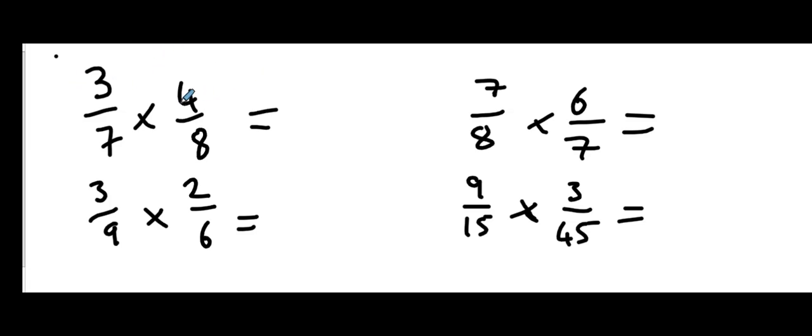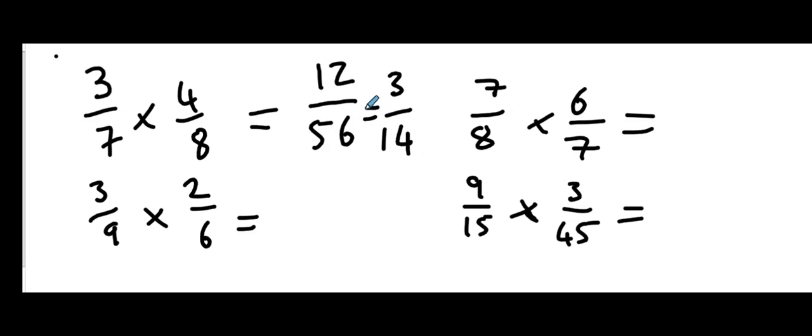So 3 sevenths times 4 eighths. So again, just remember numerator by numerator, denominator by denominator. 3 times 4 gives us 12, and 7 times 8 gives us 56. And now what we need to do is see if we can simplify this. We know that 4 is a common factor of both. So 4 into 12 goes 3 times, and 4 into 56 goes 14 times. So our answer is 12/56, and we simplify that to 3 over 14.